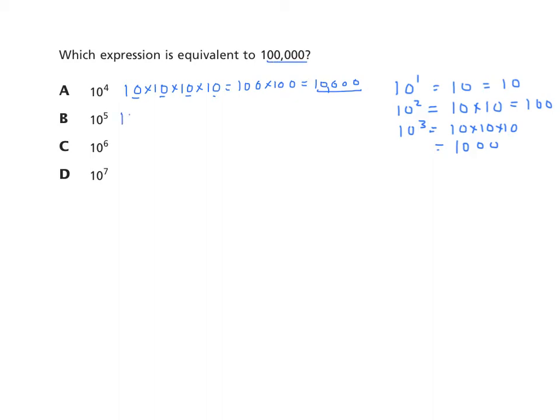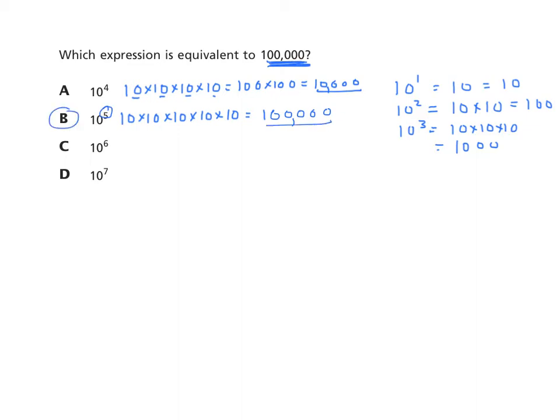So we have 10 times 10 times 10 times 10 times 10. And I have how many zeros? Well, let's count them up. 1, 2, 3, 4, 5. So I will put 5 zeros. 1, 2, 3, 4, 5. Put in my comma. Ooh, we have a match here. And again, if we simply counted my 5 zeros, we could see it corresponds with that.